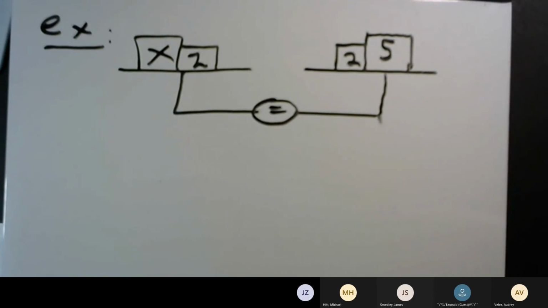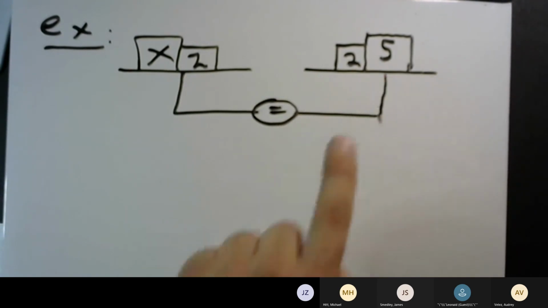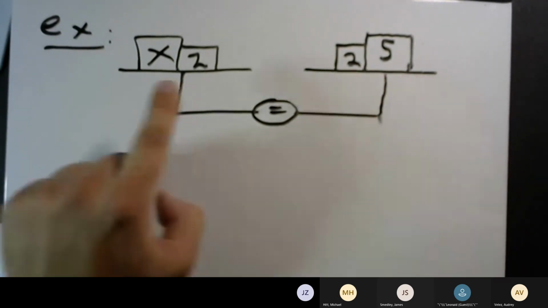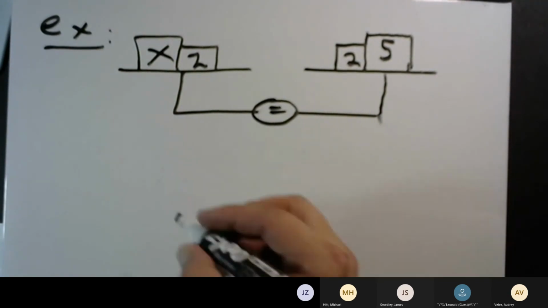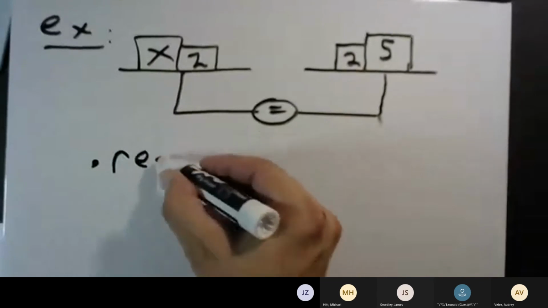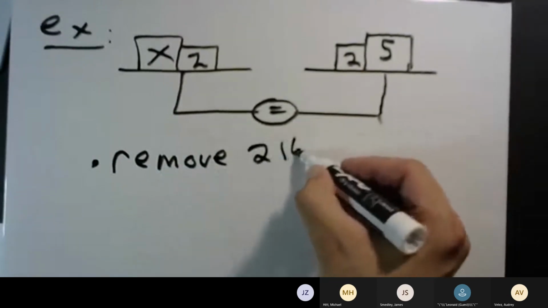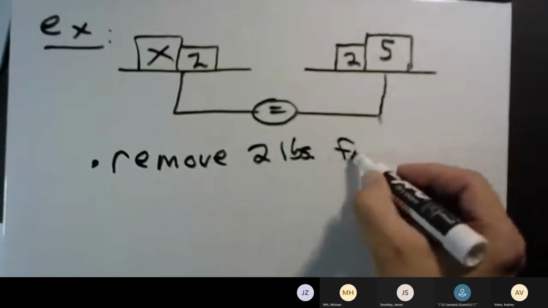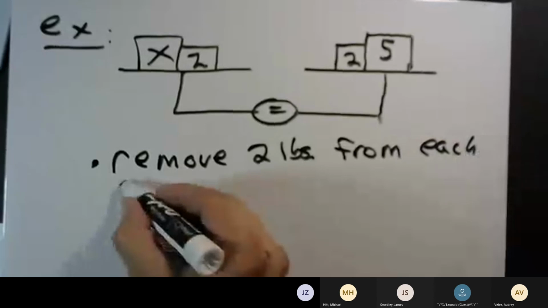Well, you can eyeball this. You can say, well, that's 2 and that's 2, and this is 5, and these are balanced. Well, this also has to be 5 if they're balanced. And you'd be absolutely correct. Now, what we do in algebra is we could remove 2 pounds from each side.